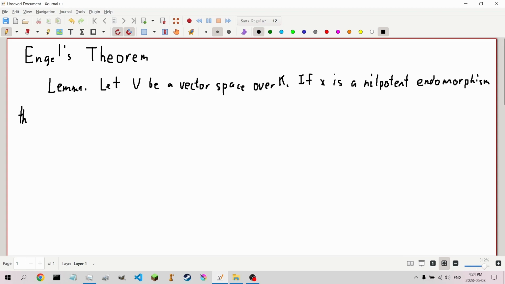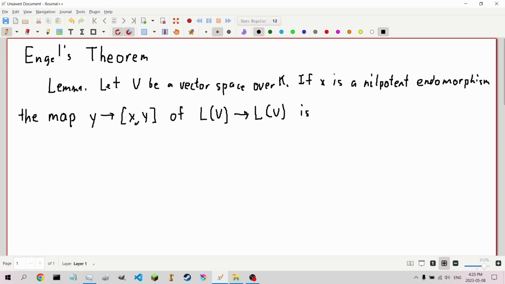Then the mapping of Y to the Lie bracket of X and Y. So this is essentially just the adjoint representation of X, of linear maps of V to linear maps of V, is nilpotent. Essentially, we can take the adjoint of X on Y only finitely many times before it zeroes out.